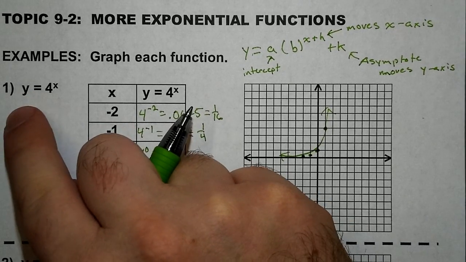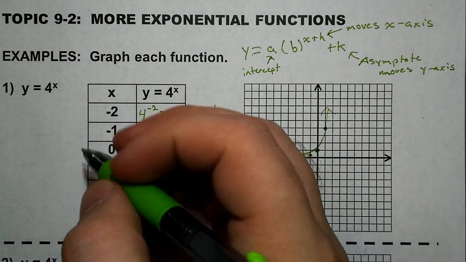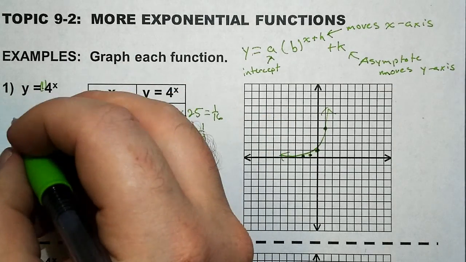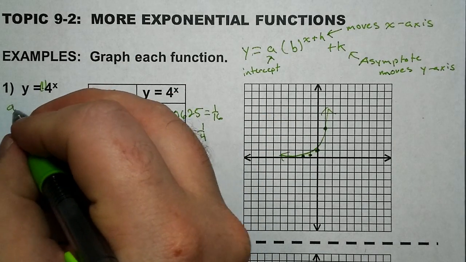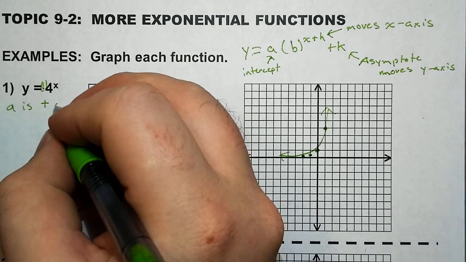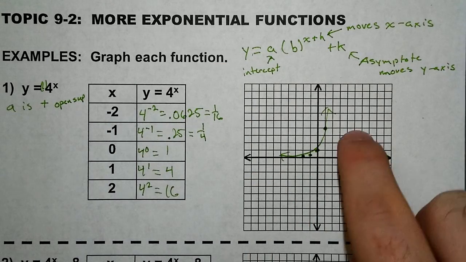So if we note those things, it'll help us get the transformation every time. So like y equals 4 to the x. A, it's positive. And remember, when it's not written, it's a sneaky 1. So since A is positive, it opens up. And we see our graph, it does open up. That's good.